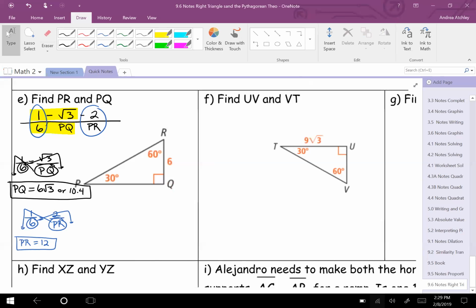Are you adding something? There's no adding here. There's all multiplying, right? You're dividing by this.